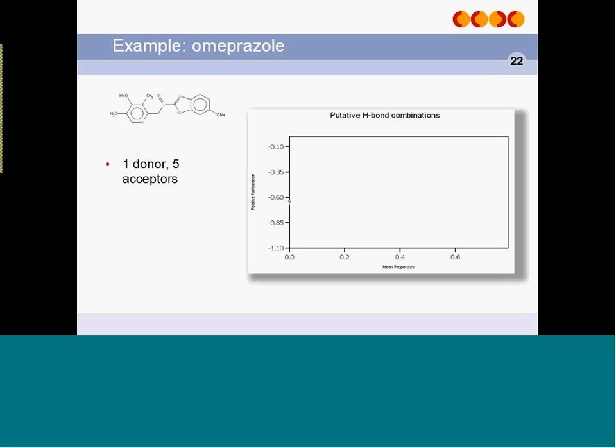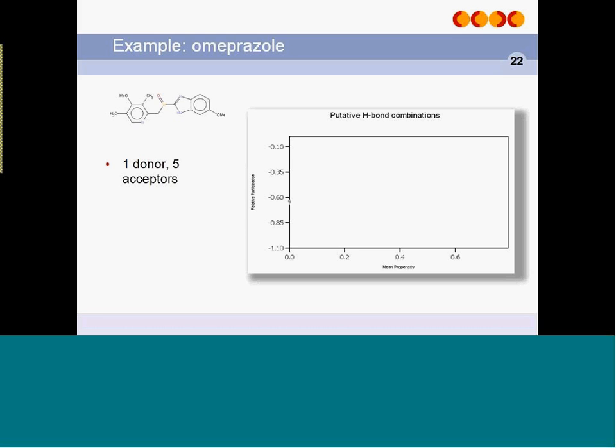Okay, so I'm going to go through some examples, as I said, and show you what information you can get from this tool. We've kept the examples really quite easy, I think, for this presentation, just so you can concentrate on the information that you get from the tool rather than drowning in the complexity of the donors and the acceptors. So our first example is omeprazole. It has one donor and 5 acceptor groups.